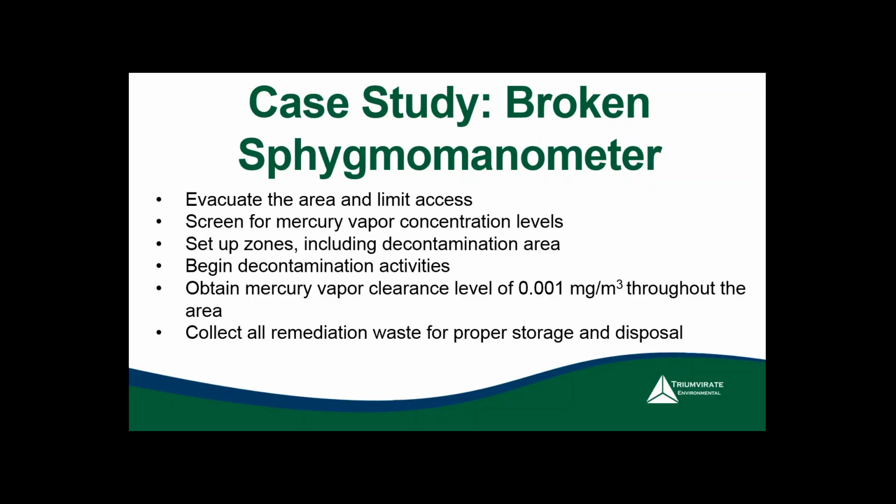We remove visible mercury without tracking or cross-contaminating. Screen the area for mercury vapor concentration levels and identify hotspots and potential sources of the mercury. Set up zones, including a decontamination area, and begin decontamination activities. And it's important to note that in the hospital, we like to obtain mercury vapor clearance levels of 0.001 milligrams per cubic meter throughout the area, since there are immunocompromised individuals in that area. Then we collect all remediation waste for proper storage and disposal.